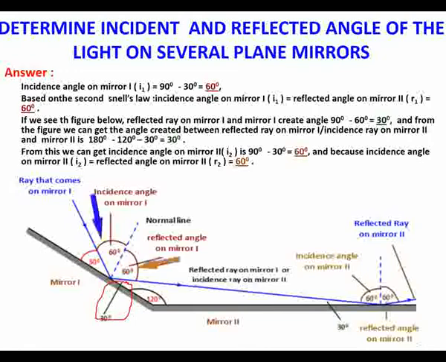And because mirror 1 and mirror 2 create an angle of 120 degrees, we can get the angle between the ray reflected on mirror 1, which is the incident ray on mirror 2, and mirror 2: 180 minus 120 minus 30 degrees. So the angle between the incident ray on mirror 2 and mirror 2 equals 30 degrees.